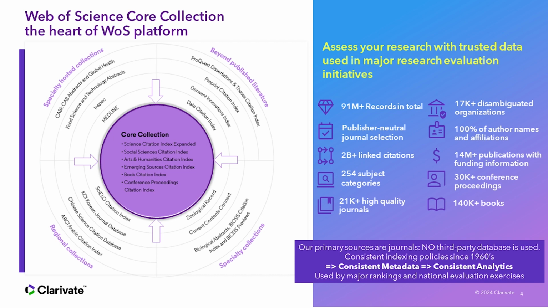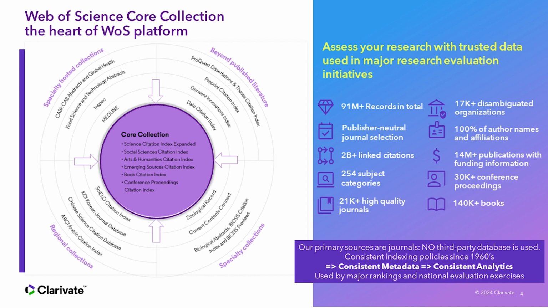So this is the primary source that we use as part of the analysis that I will present today. We're talking about journals. There is no third-party database. We use only the Core Collection, and only journals indexed in the Core Collection. This is slightly off topic, but when I talk about journal selection, there is a consistent indexing policy that we've used since the 1960s. And obviously when you have consistent metadata, you can conduct consistent analytics or analysis.